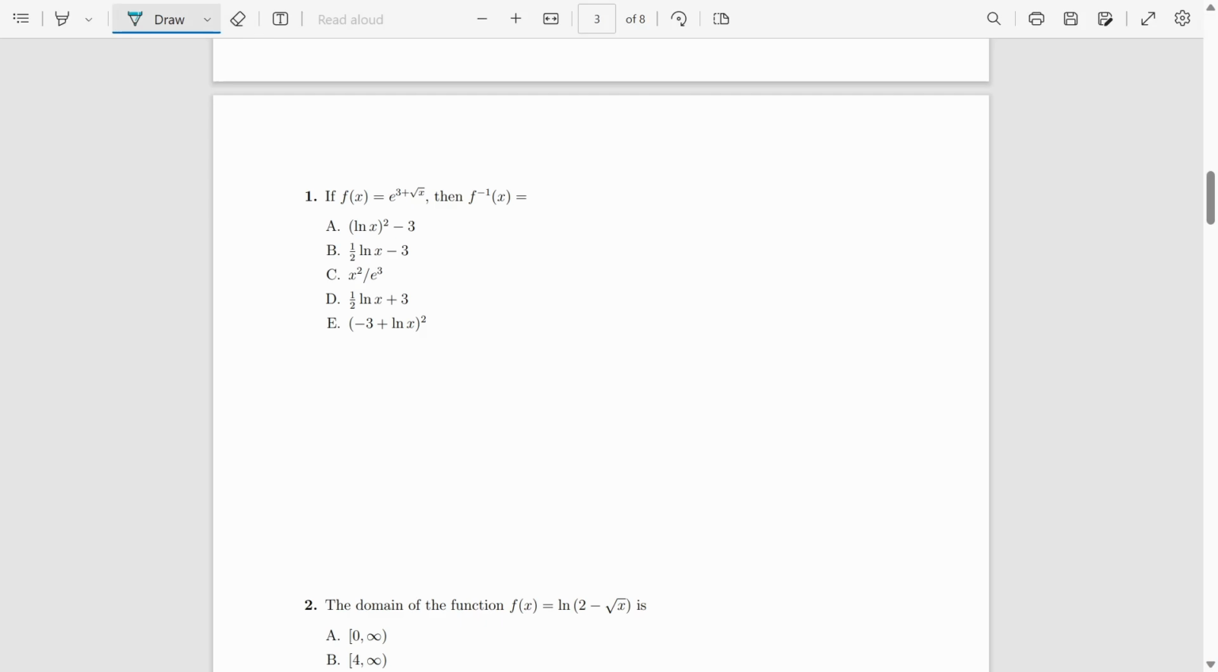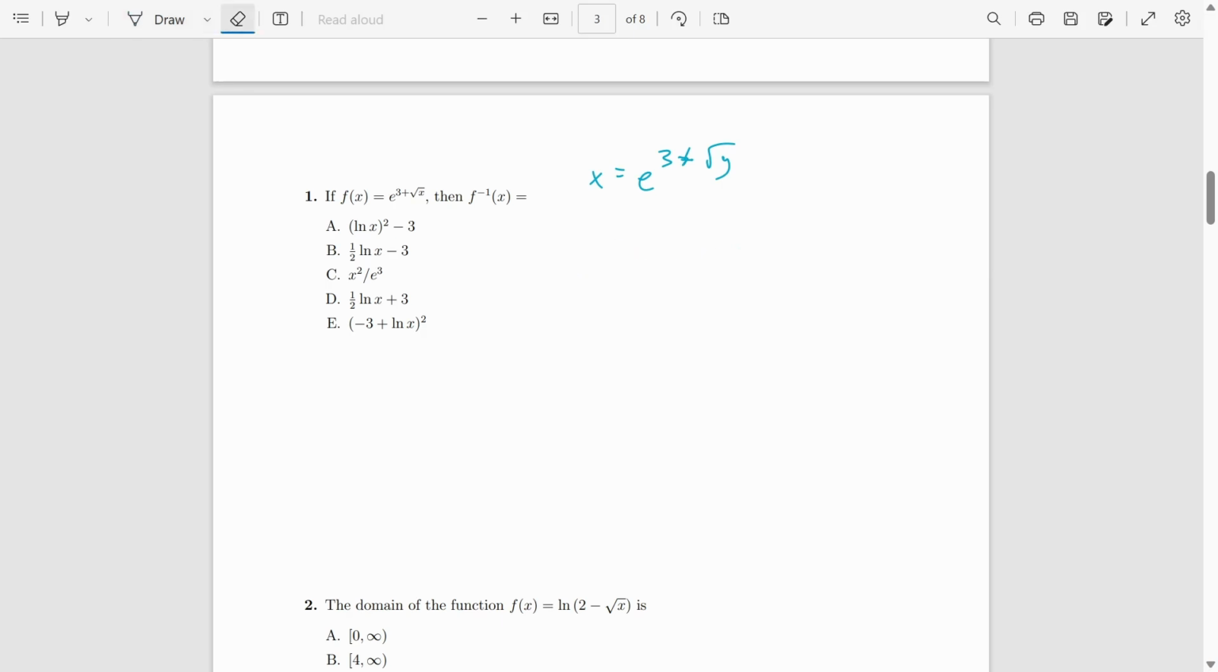Okay, question one. If f of x equals this, then ask to find its inverse. So setting this up is easy. You just rewrite it, e to the 3 plus square root of x, and then just replace all the y's with x's and all the x's with y's. So this y becomes an x, this x becomes a y, and then you just do algebra, multiply, add, whatever, to get this y all by itself, and then what's remaining will be the inverse.